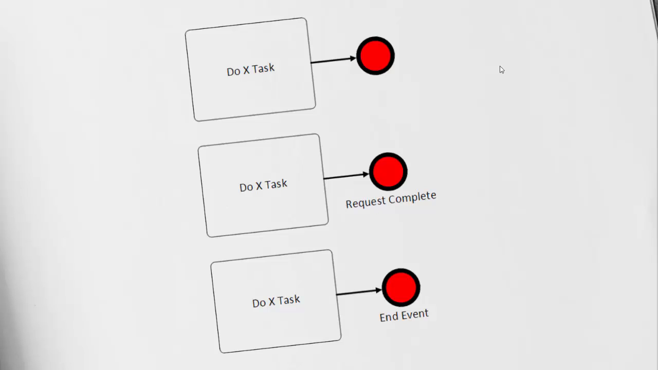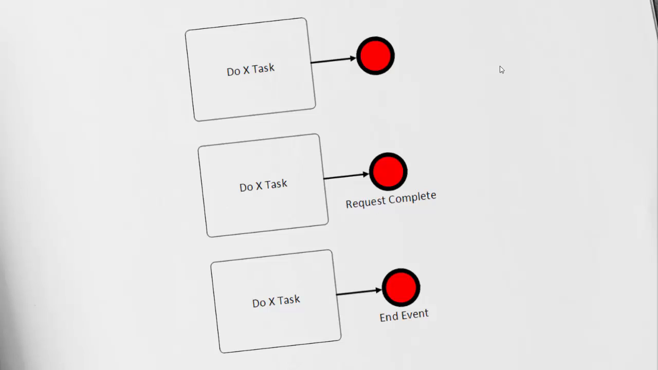Looking at our end event, second from the top, we can see that this is labeled request complete. We've made the assumption here that when the end event is reached, the request has been completed. Depending on what your end event trigger is, you may also use other variations of the end event shape, which we'll look at in a future session.